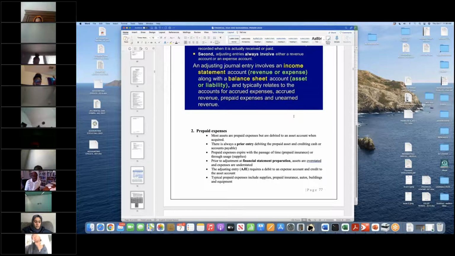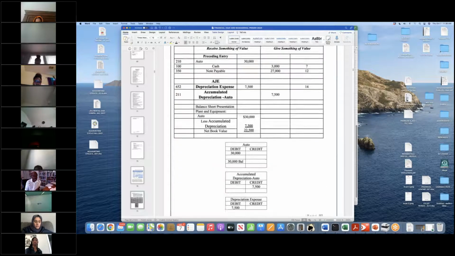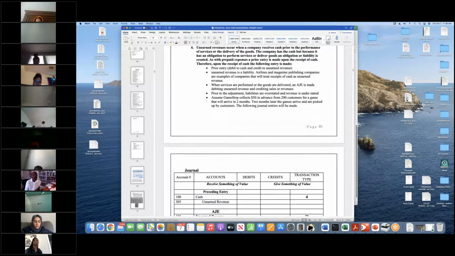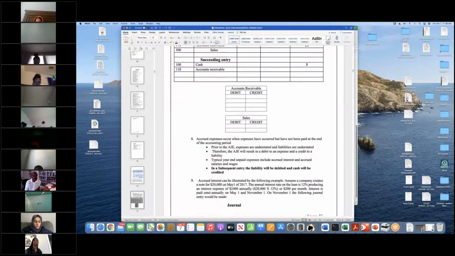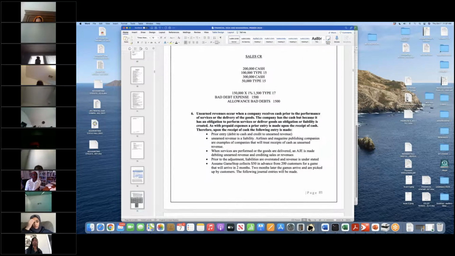Okay. The first type of adjusting entry, see if I can find it. Unearned revenue. So the first type of adjusting entry is unearned revenue. And I think these are the easiest. Unearned revenue occurs when a company receives cash prior to the performance of the services or the delivery of the goods.